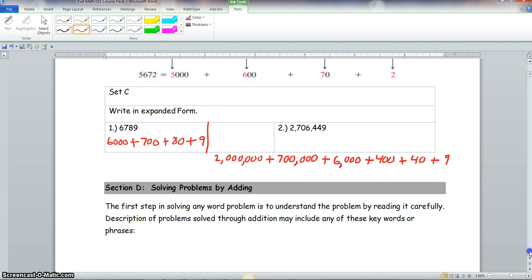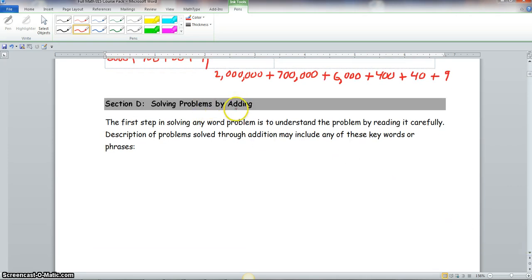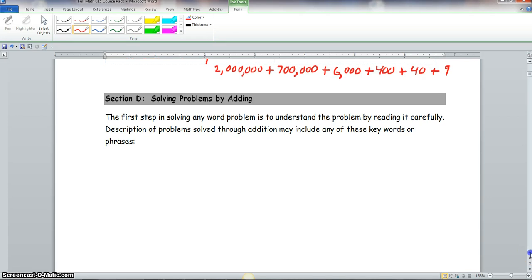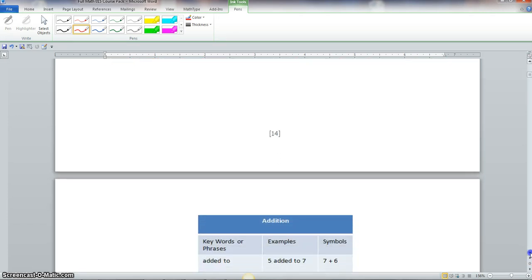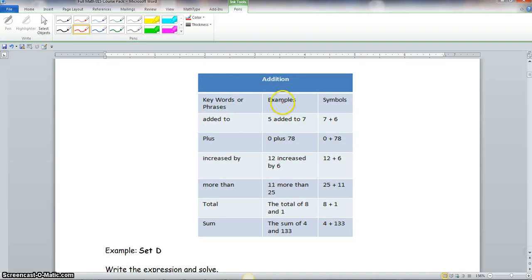Okay, now we come to D here. It says solving problems by adding. The first step in solving any word problem is to understand the problem by reading it carefully. Description of problems solved through addition may include any of these keywords or phrases. Now we have added to, plus, increased by, more than, total, and sum. And these are the examples, and these are their symbols.